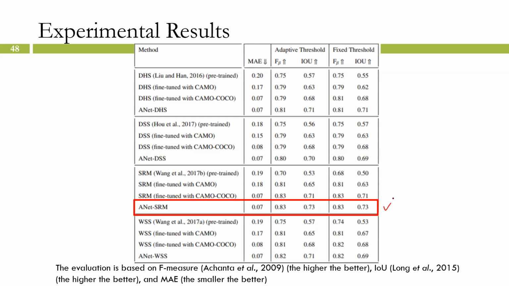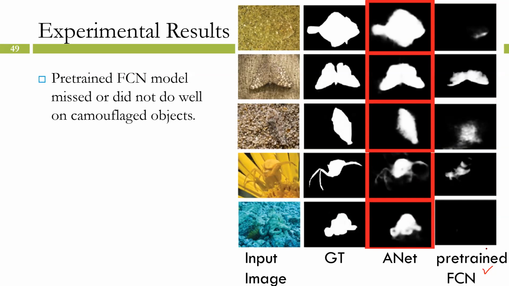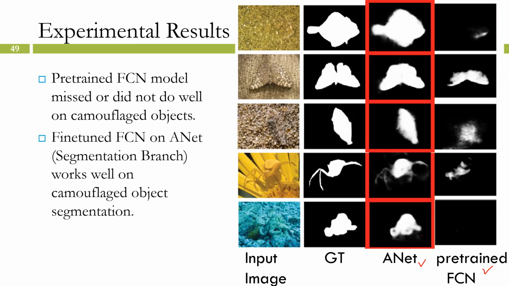Well, this is a good result, but is there any explanation for the use of two branches? Well, I show you an example right here. If we only use the pre-trained FCN to find the camouflage object from the image, it didn't work very well, right? You see that right here. The pre-trained FCN didn't work very well. But if we fine-tune it with our data, we are able to do very good segmentation and have a good result as the output. So it's very clear that we use these fine-tuned models to have better segmentation.